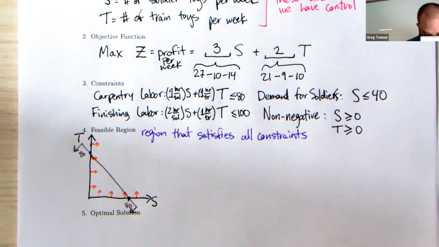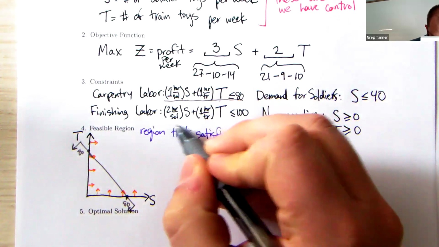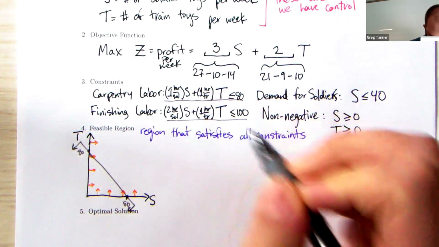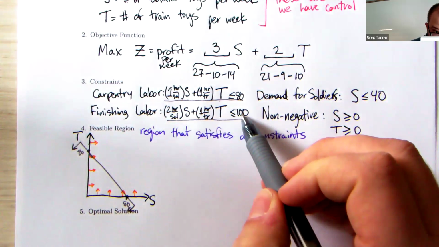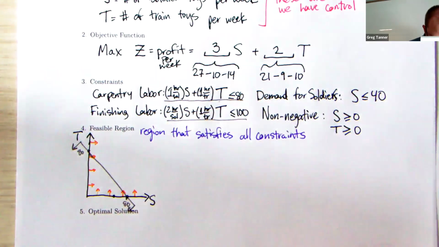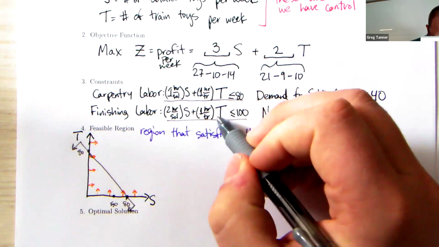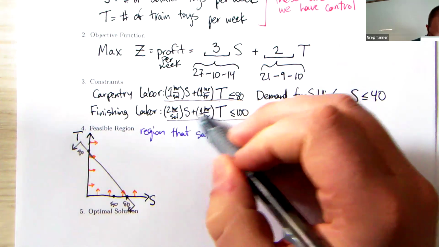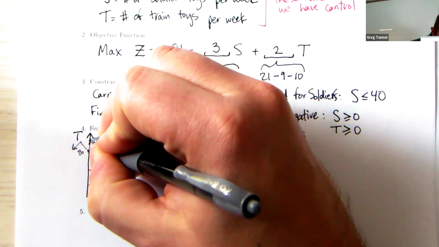Okay, so that was my carpentry constraint. Now let's do our finishing constraint. If I plug in t equals 0, then 2s equals 100, so s equals 50. That ends up being right about there. And then if I plug in s equals 0, then 1t equals 100, or t equals 100. And so that's going to be right up there.